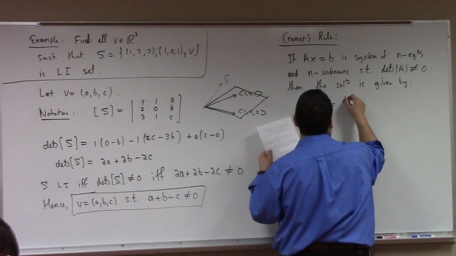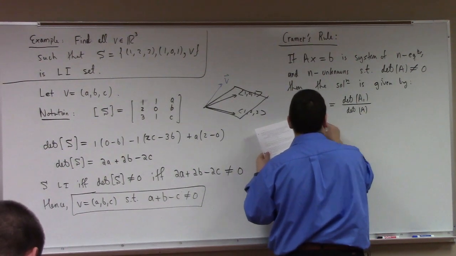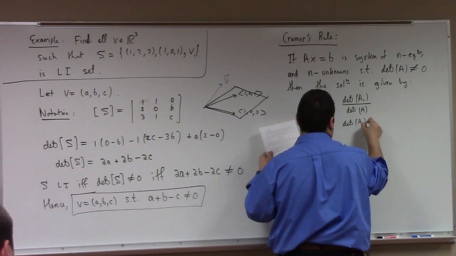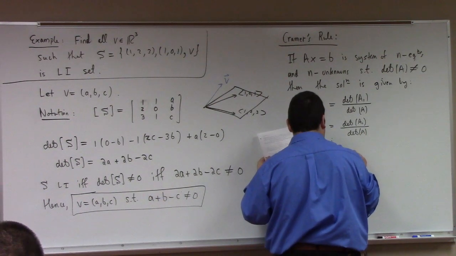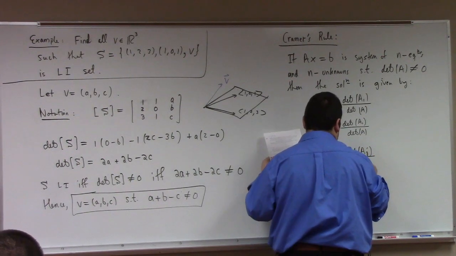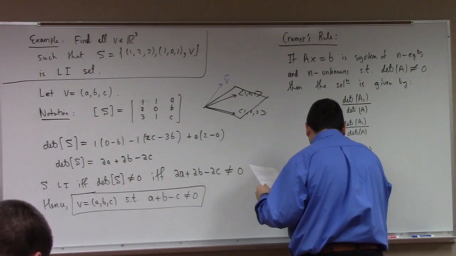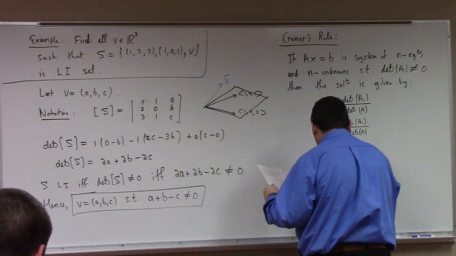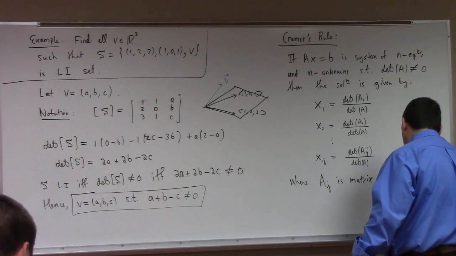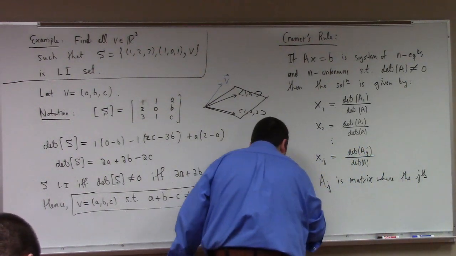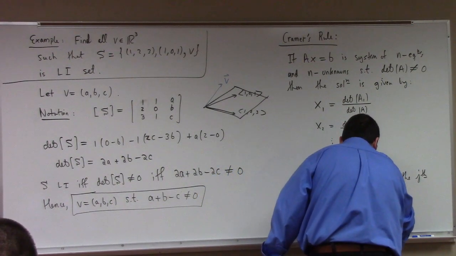x1 equal to the determinant of A1 divided by determinant of A, x2 equal to determinant of A2 divided by determinant of A, and so forth and so on. The jth component would be the determinant of A sub j divided by determinant of A, where we define A sub j to be the matrix where the jth column of A is replaced with B.